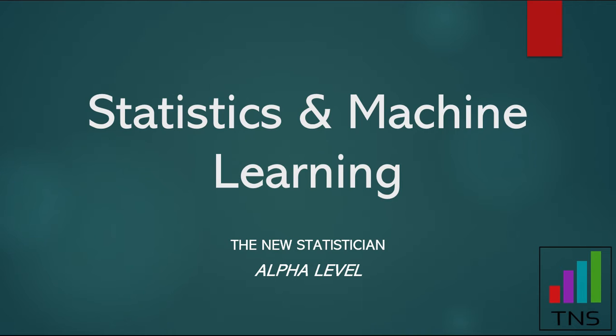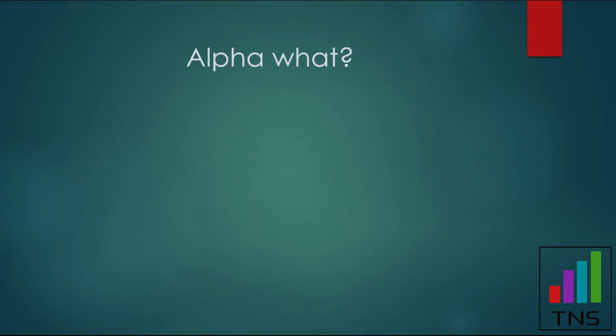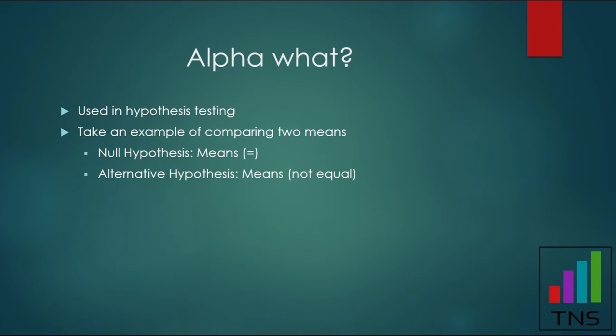The alpha level. So let's just dive right in. So what is the alpha level? Well, it's basically used for hypothesis testing. For example, the really simple case that's super common in almost all textbooks: if you take the null hypothesis that the means are equal versus the alternative hypothesis that the means are not equal.